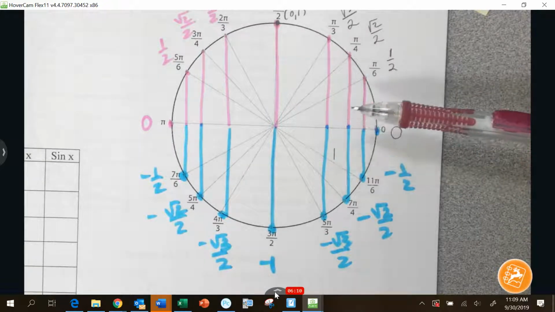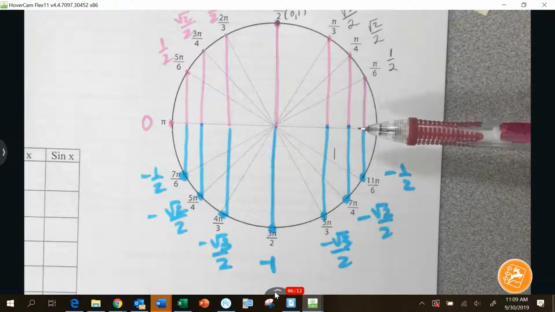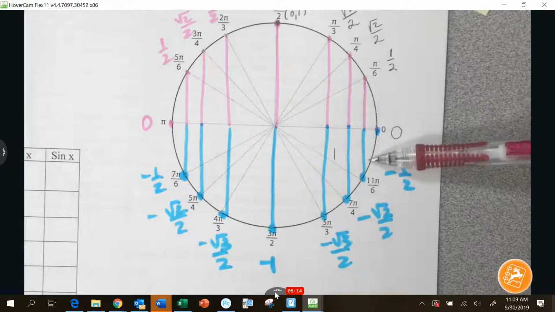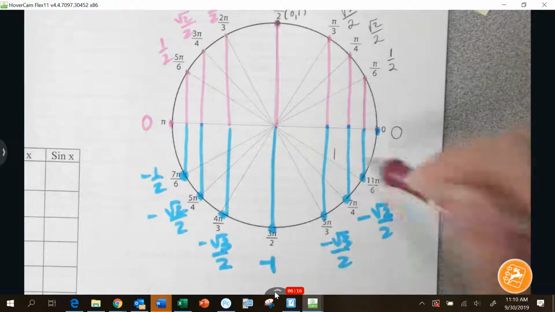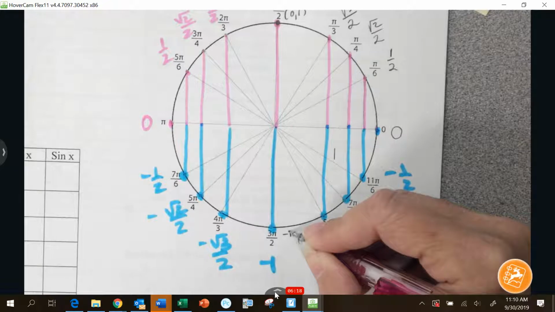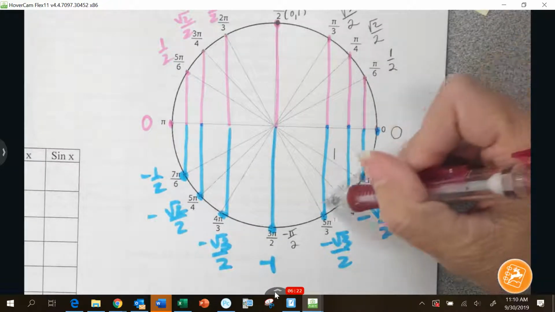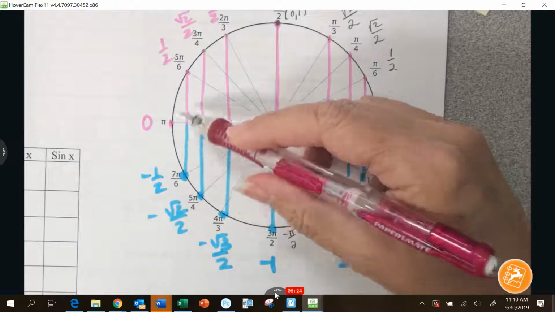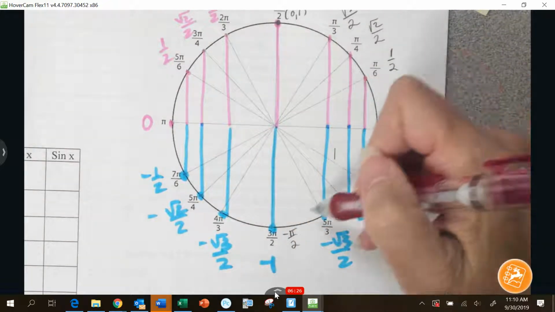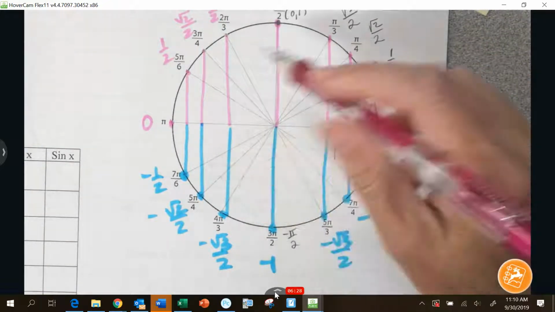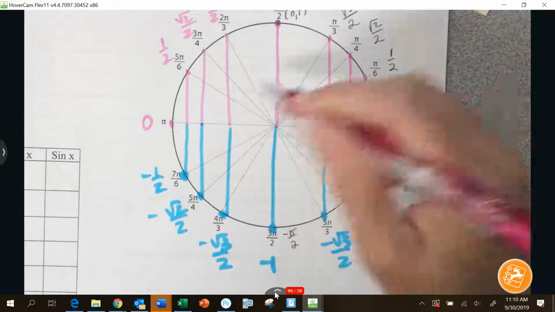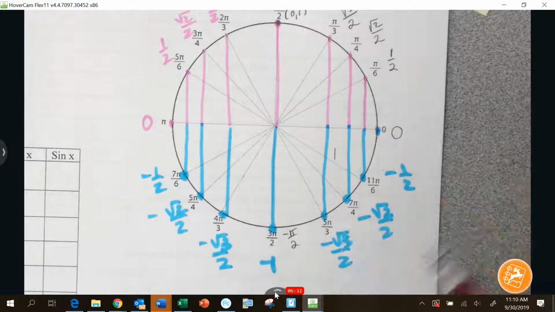Or if I go negatives, if I start at 0 and I go negative pi over 2, if I go this direction, I'm going to make a valley, then a mountain, then a valley, then a mountain, over and over again. Mountain and valley, valley and mountain, over and over again.